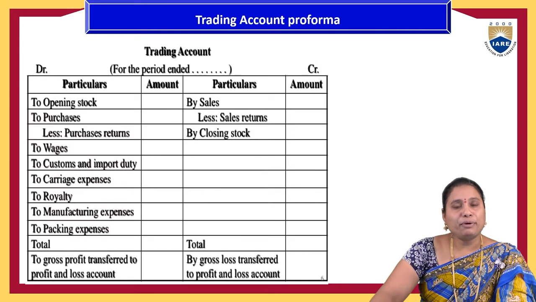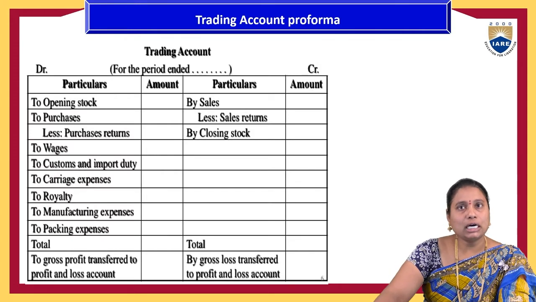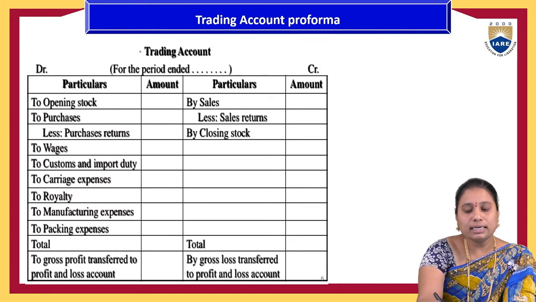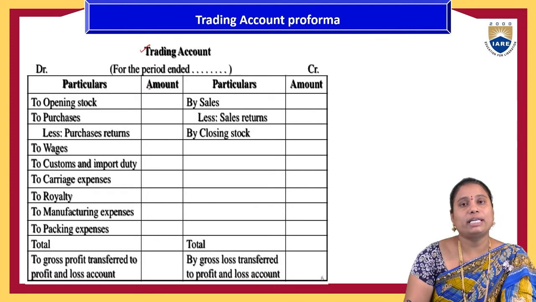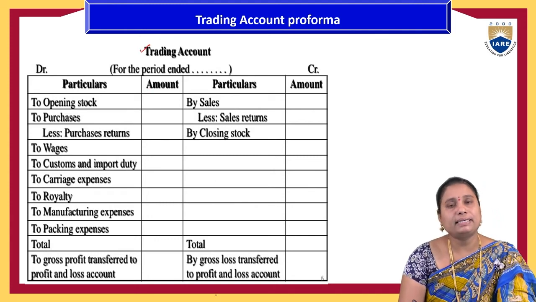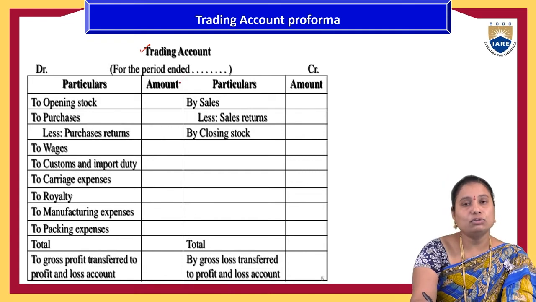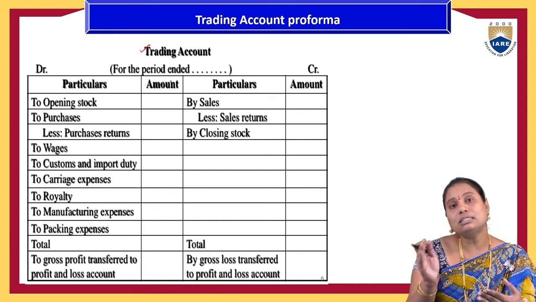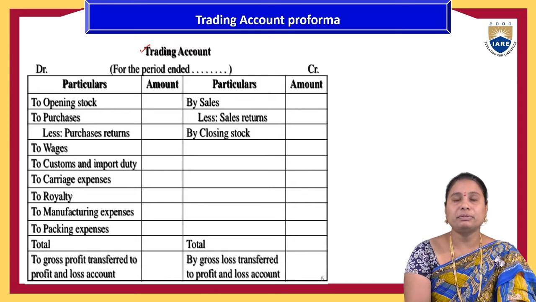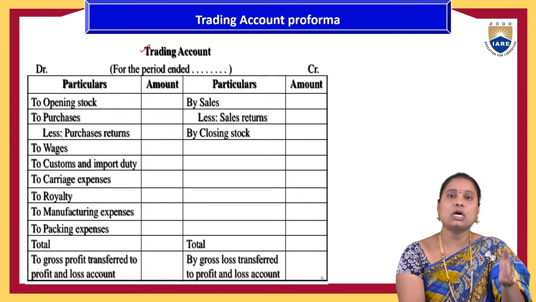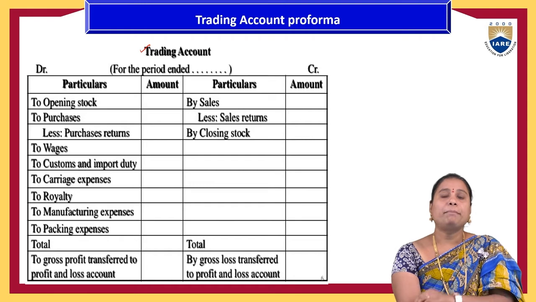If we see the pro forma for this trading account, the title is very important. In every accounting step, the title is very important. For the period ended: because at the end of the financial year, they will start the preparation of the trading account, profit and loss account, and the balance sheet.